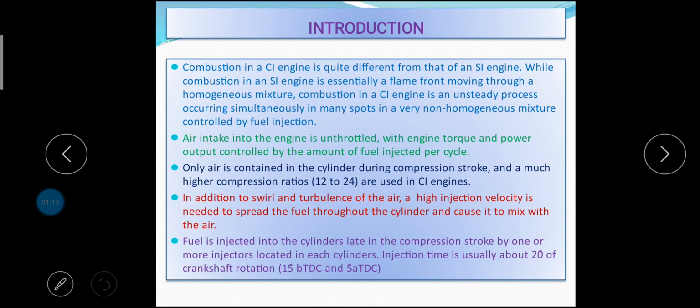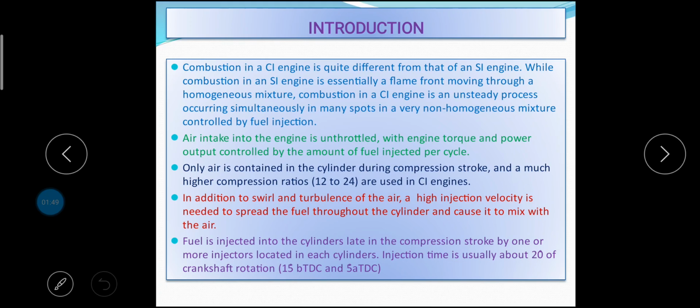Air intake into the engine is unthrottled, with engine torque and power output controlled by the amount of fuel injected per cycle. Only air is contained in the cylinder during the compression stroke, and much higher compression ratios of 12 to 24 are used in compression ignition engines. In addition to swirl and turbulence of the air, a high injection velocity is needed to spread the fuel throughout the cylinder and cause it to mix with the air.